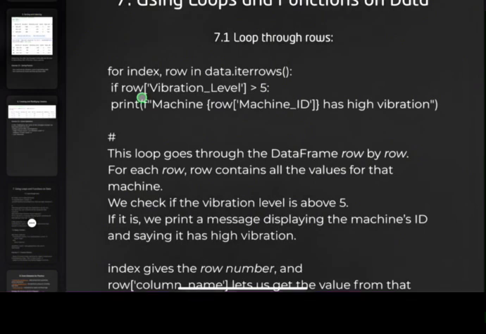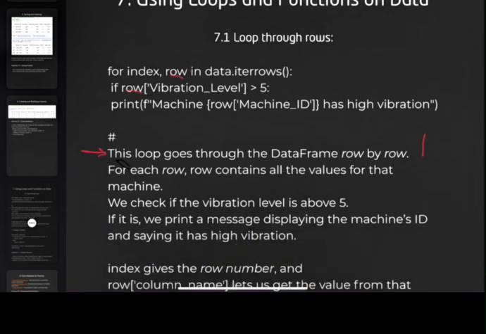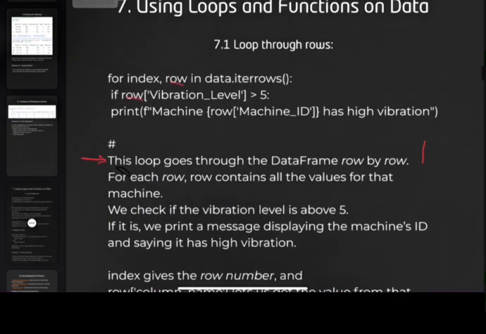So to understand this syntax, let's look at it like this. This loop goes through the data frame row by row. For each row, it has a row. This row that we're using, a row contains all values for that machine. We check if the vibration level is above 5. If it is, we print a message saying the machine's ID and saying it has high vibration.